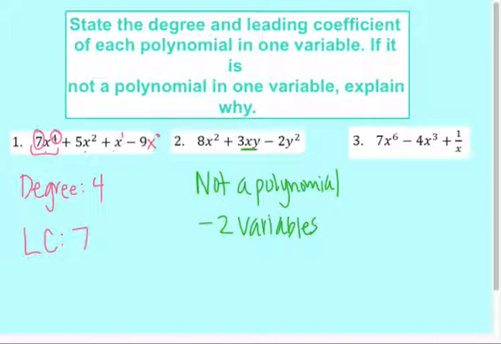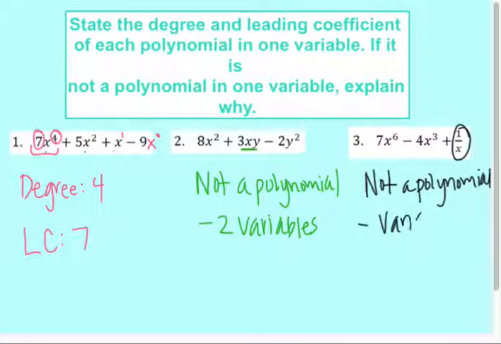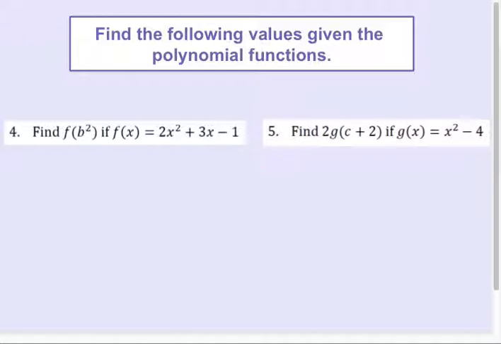Example 3, I look at this one. I decide, is this a polynomial or not? And I would say that no, it is not a polynomial. And the reason is because my variable is in the denominator. And that is not allowed to be a polynomial. Okay. Let's go ahead and look at example 4 and 5.